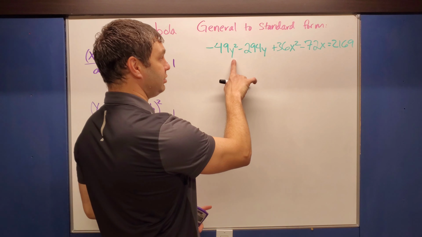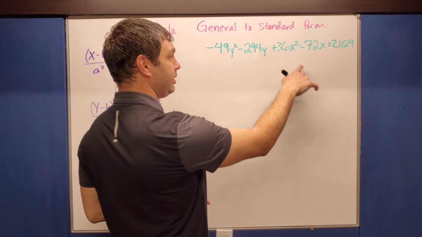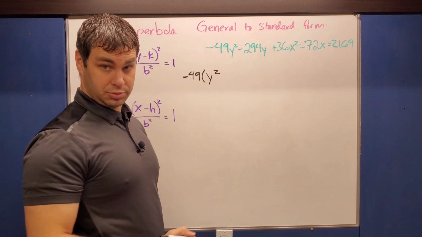We have negative 49y squared minus 294y plus 36x squared minus 72x minus 2,169. Pretty big numbers there, so you might have a calculator handy as we try this, all right? First off, let's take out a negative 49 out of our y terms. This one has y squared, and the one is just a y. What I mean by that is I'm going to take this negative 49 over here, and if I factor that out of negative 49y squared, that leaves me just y squared.